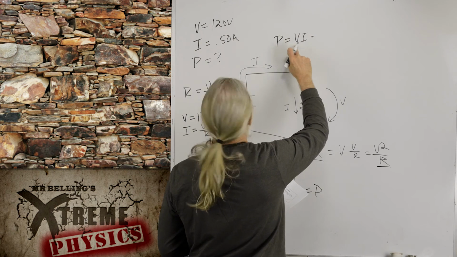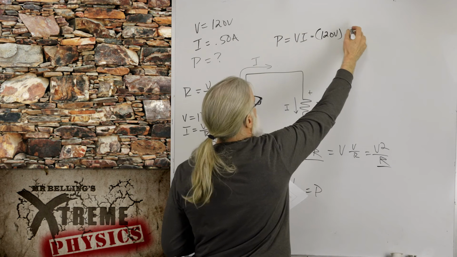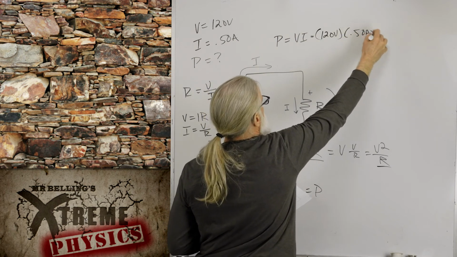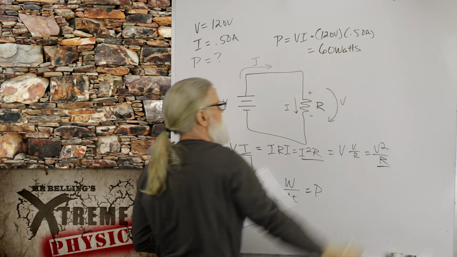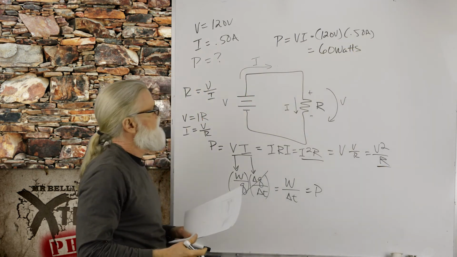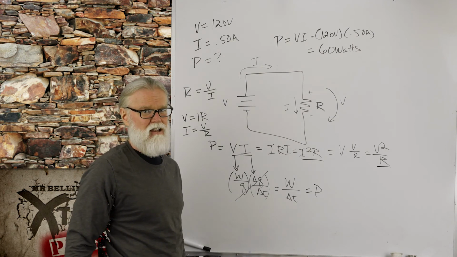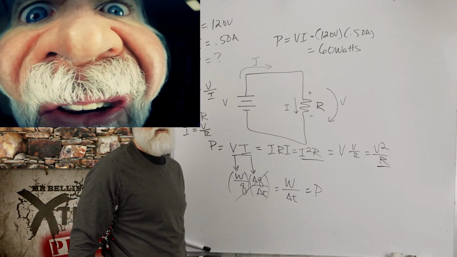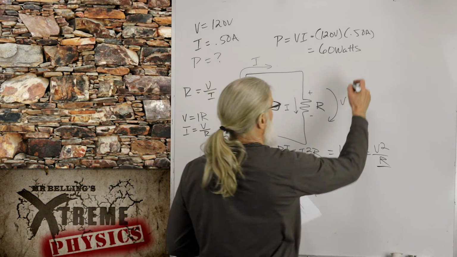The rate is power. Voltage is 120 volts. Current is half an amp. All right, so I guess that's 60 watts. It's a 60 watt light bulb. All right. Could you calculate the resistance of that? Sure you can. Why don't you do that right now? Pause the video now. I'll do it too.